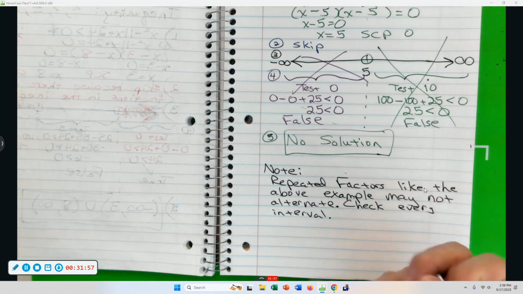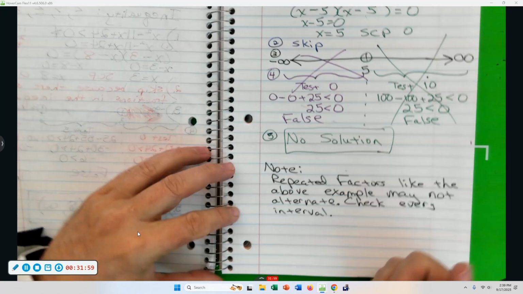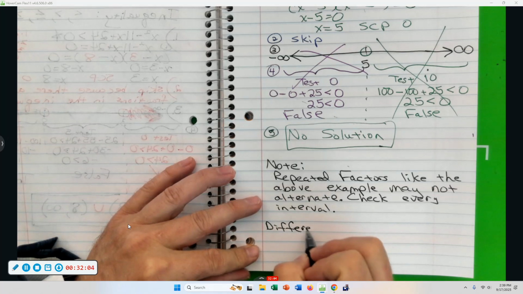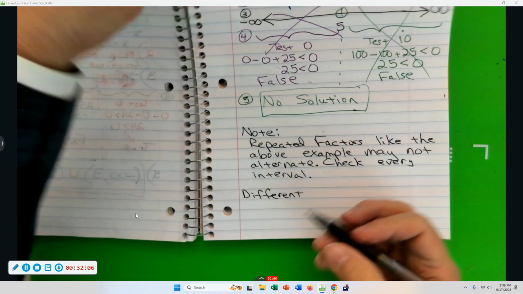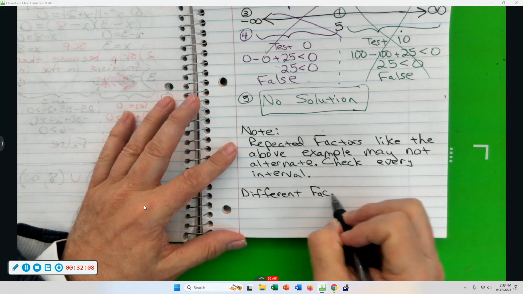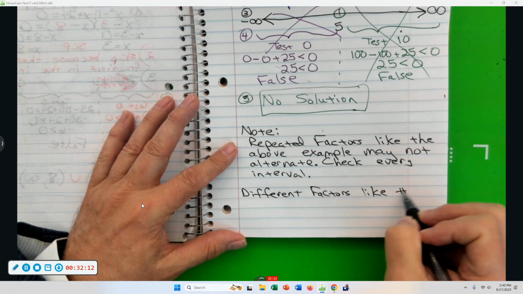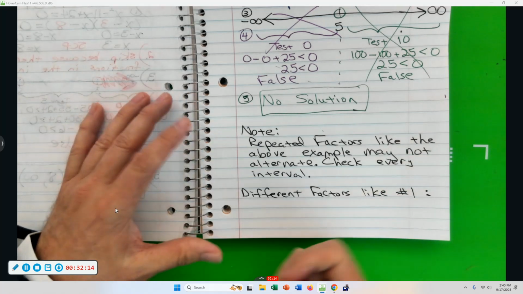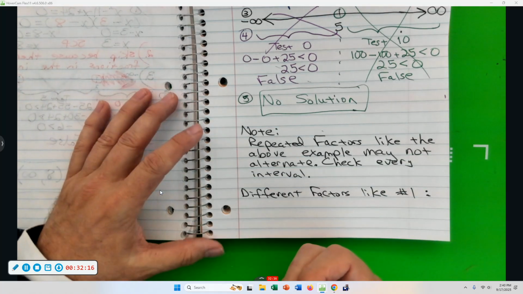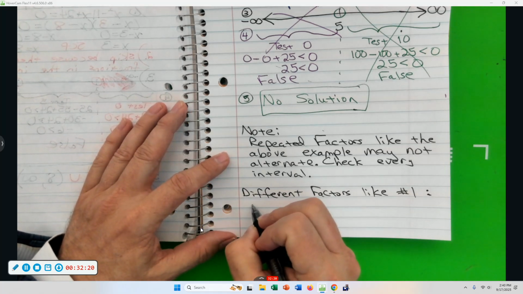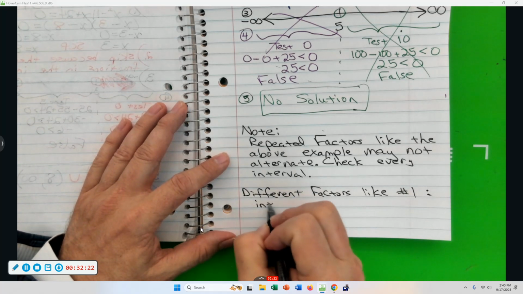If there's no repeated factors, I'll say different factors, like problem number 1. Just check one interval and assume an alternating pattern. Intervals alternate.